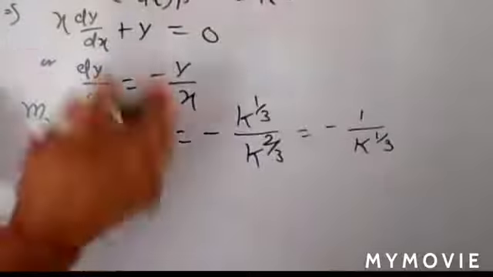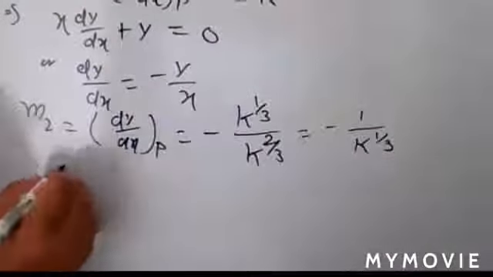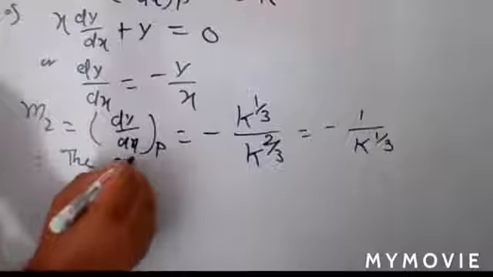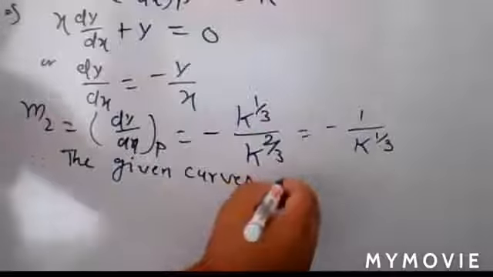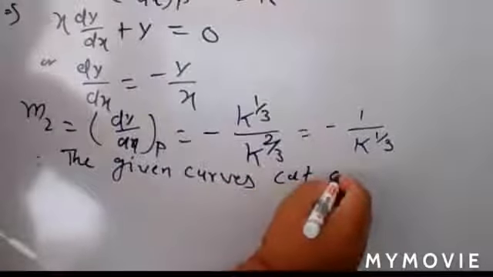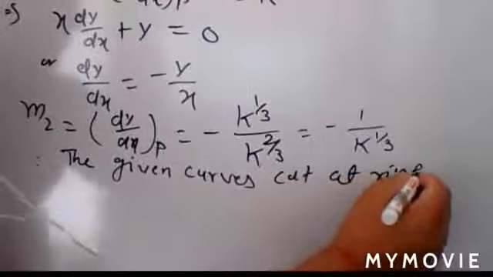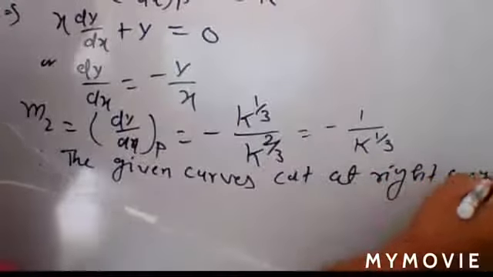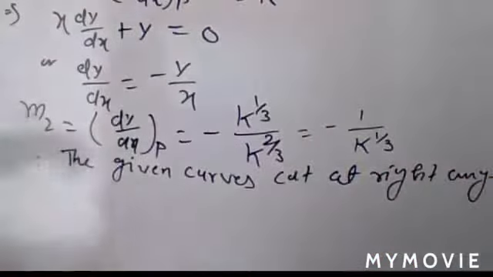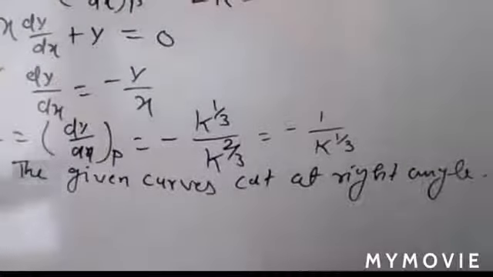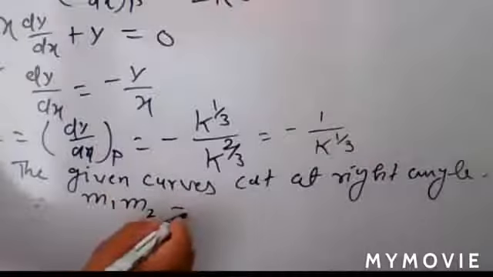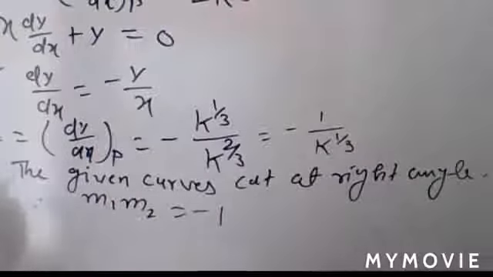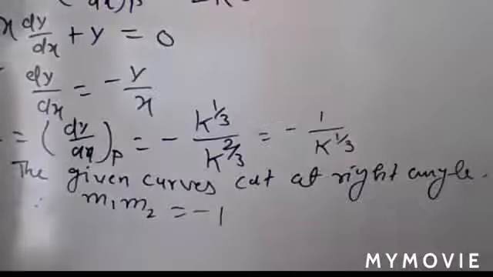Now, what is given in your question? Here it is given that both curves intersect at right angle. So you write, since the given curves cut at right angle, m1 into m2 is equal to minus 1. Yes, putting the value of m1 and m2.